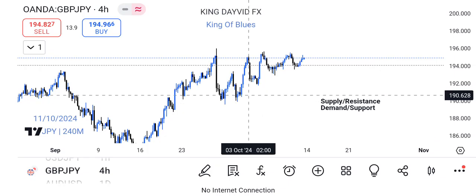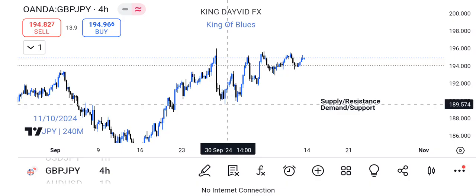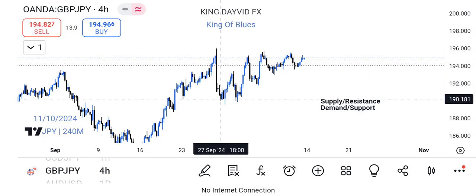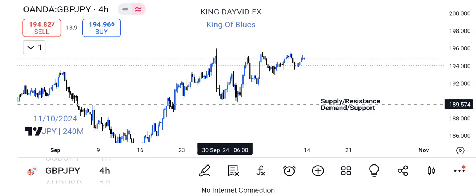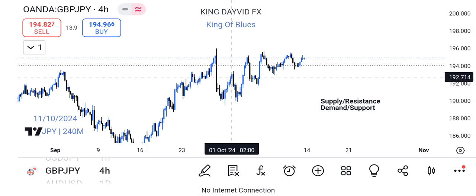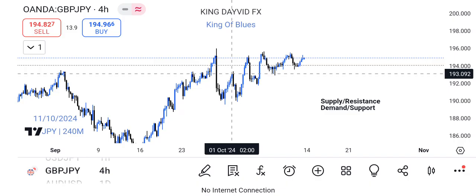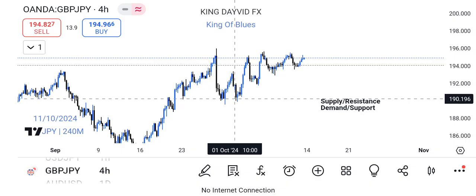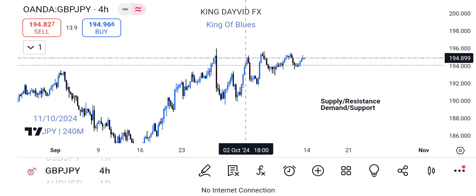Okay, so if we look at this zone right here, this is a low, this is a high, this is a low, a high, a low, a high, a low, a high, and a low. This low right here is a demand or a support. This high right here is a resistance or a supply. This is a low right here, which is higher than the previous low. This is a higher low, a demand or a support. This is a high right here, higher than the previous high. This is a higher high, which is a supply or a resistance.